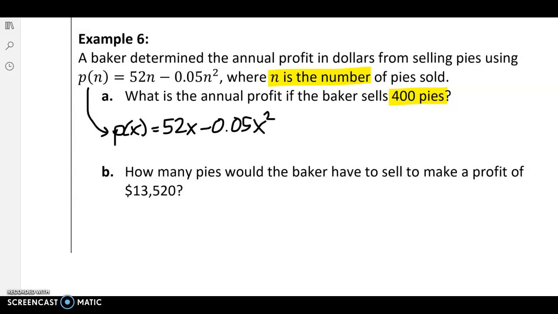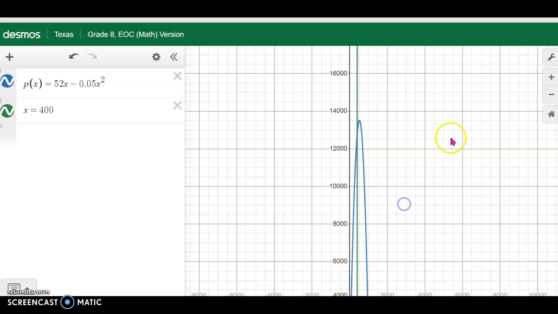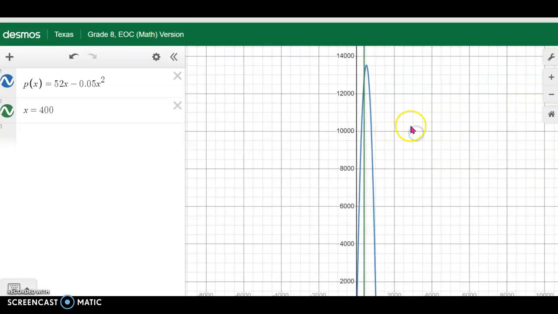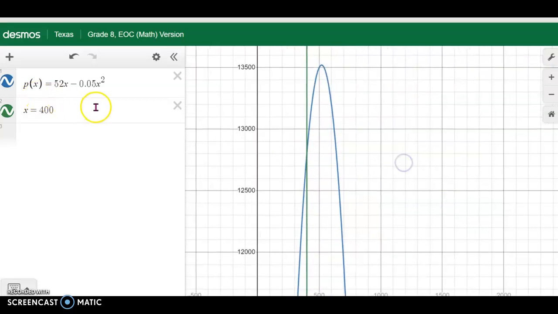We want to find out what happens when n, or in this case x, is 400 pies. So we want to know how much profit they're going to make. So in here, we're going to type in x equals 400. And so let's see where they intersect. I had to zoom out a lot because they made a lot of profit. So I want to find where they intersect. So once again, click on the equation so you can see where they meet. So at 400 pies, they earned $12,800 profit. Take a moment to write that down.